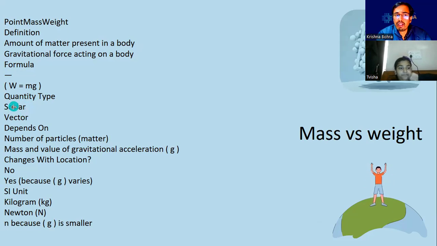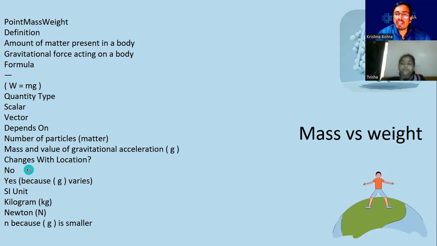Regarding the type of quantity, mass is scalar and weight is a vector quantity. Scalar quantities are directionless, those that don't have any direction. The opposite is the vector quantity, meaning it has direction. Mass depends upon what? The number of particles inside that body, while weight depends upon the mass as well as the gravitational force.